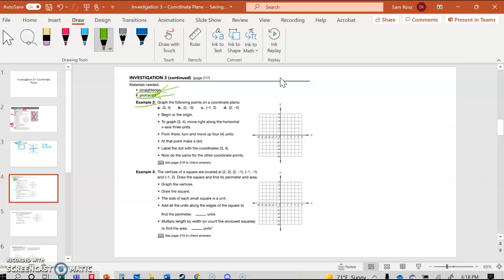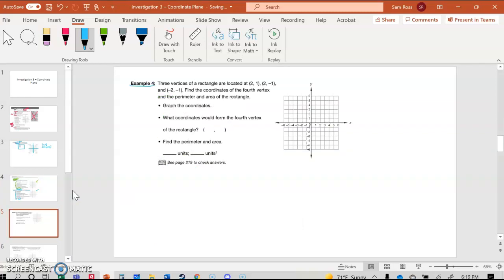Example 2, you're going to do exactly what it tells you to. It actually explains how to graph, and you can go here to check your answers. So I expect there to be a graph of at least 4 points here. Then example 3, the vertices, which is a fancy word for corners of a square, are located here. You're supposed to draw the square and find the perimeter and the area. It explains how to do that here, and you can check your answers here.